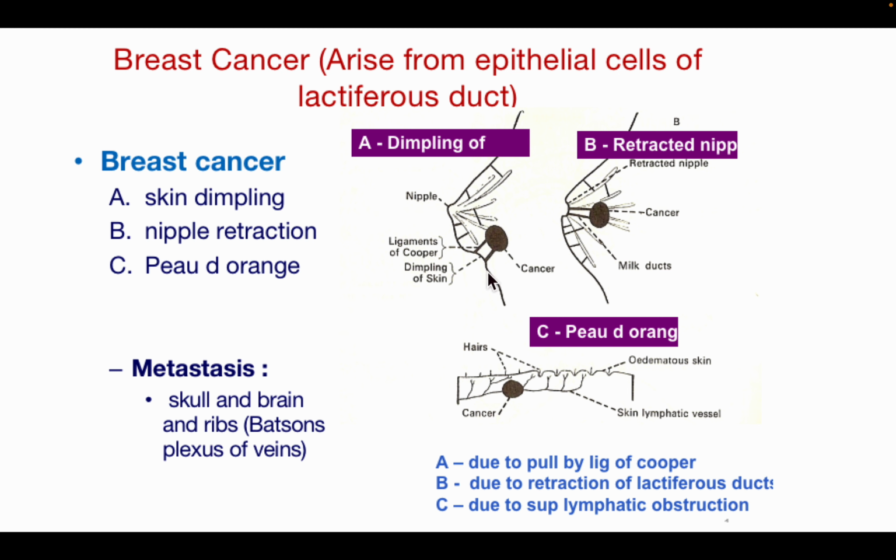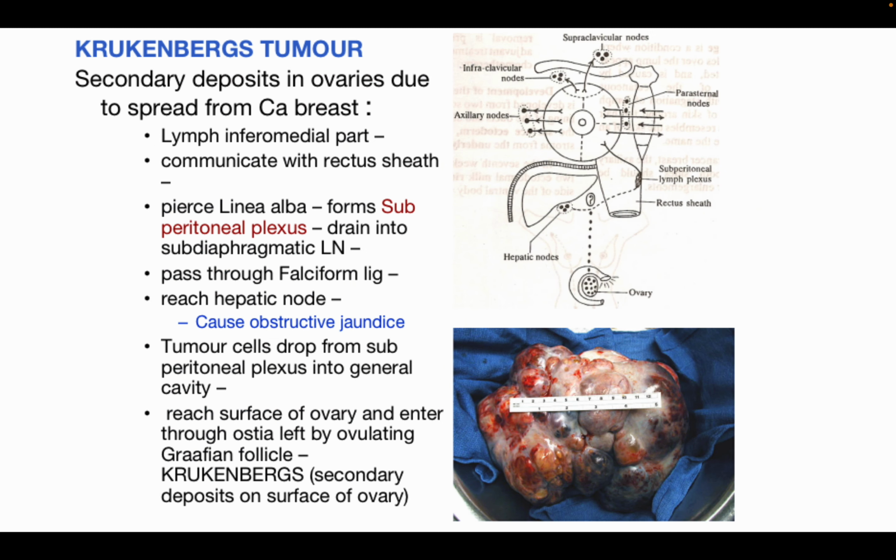In the third image you can see the peau d'orange condition, where the skin looks like an orange. A is due to pulling of the ligaments of Cooper, B is due to retraction of the lactiferous duct, and C is due to lymphatic obstruction. So in the peau d'orange condition there is lymphatic obstruction, which leads to edema also.